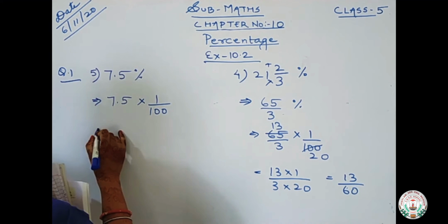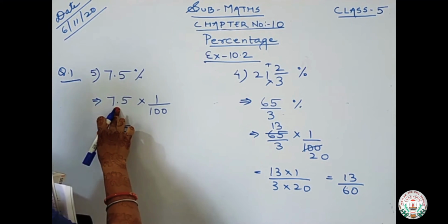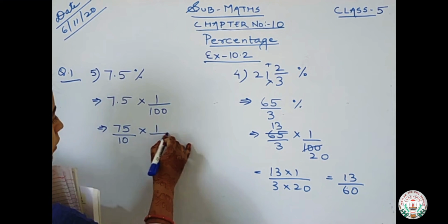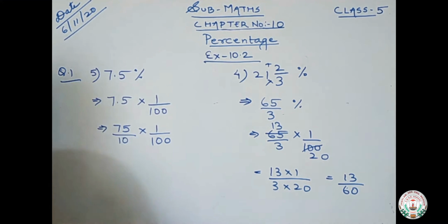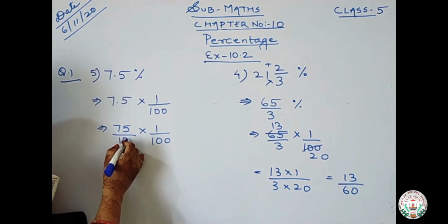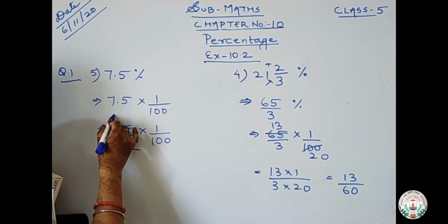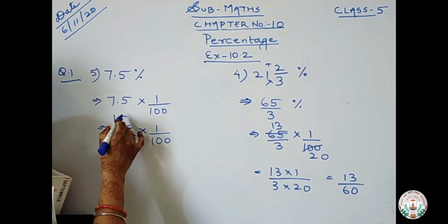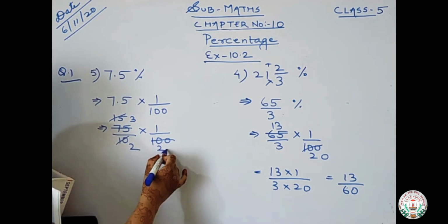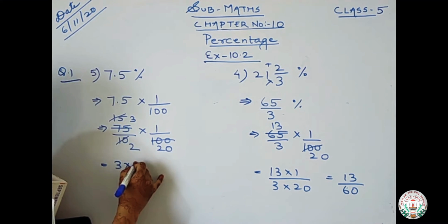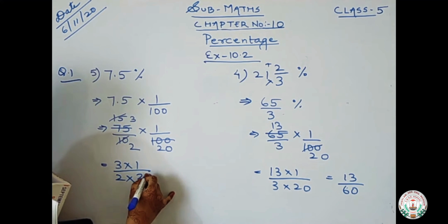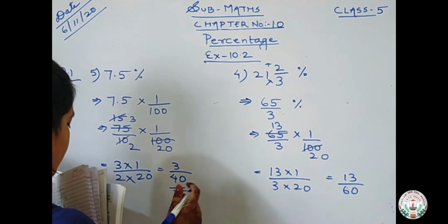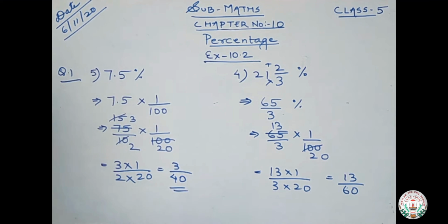Now we will remove the decimal first. Here after one number decimal is here, so we will put 10 into 1 upon 100. Now see whether this can be cancelled out or not. Yes, with the table of 5 we can cancel out. 5 2s are 10, 5 1s are 5, 5 5s are 25. Again it can be cancelled out. 5 3s are 15, 5 20s are 100. So 3 into 1 upon 2 into 20. What we will get? 3 1s are 3 upon 2 2s are 4, 40. So for this our answer will be 3 by 40.